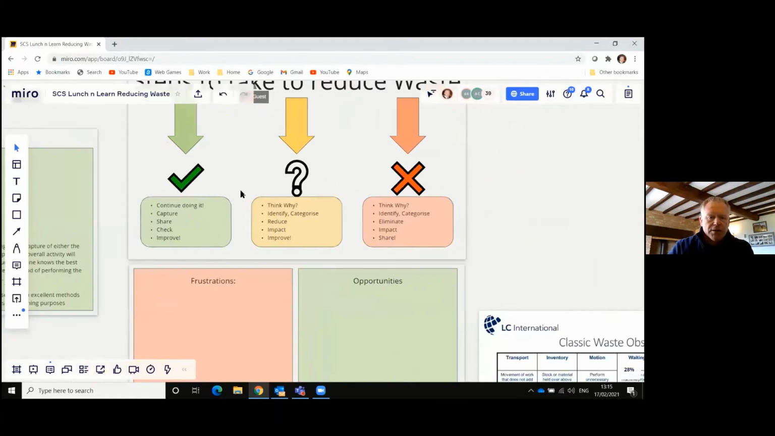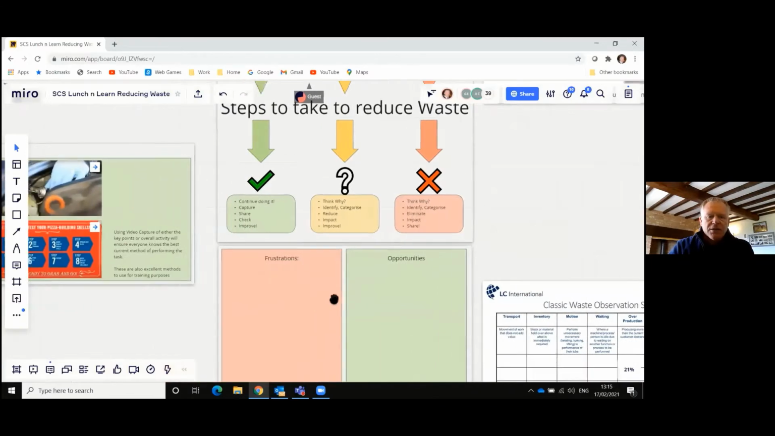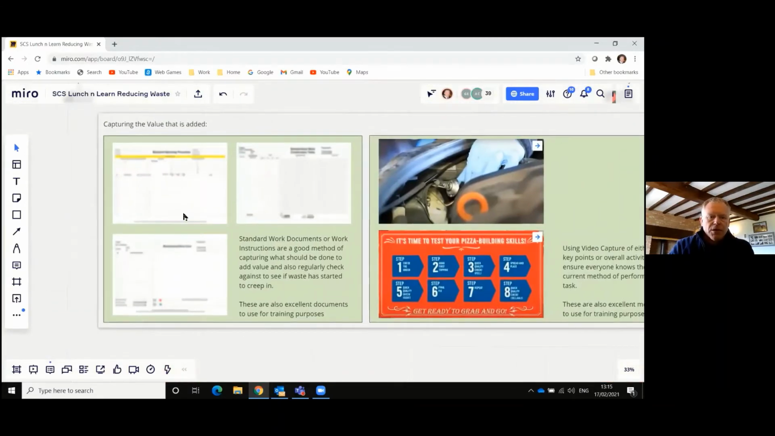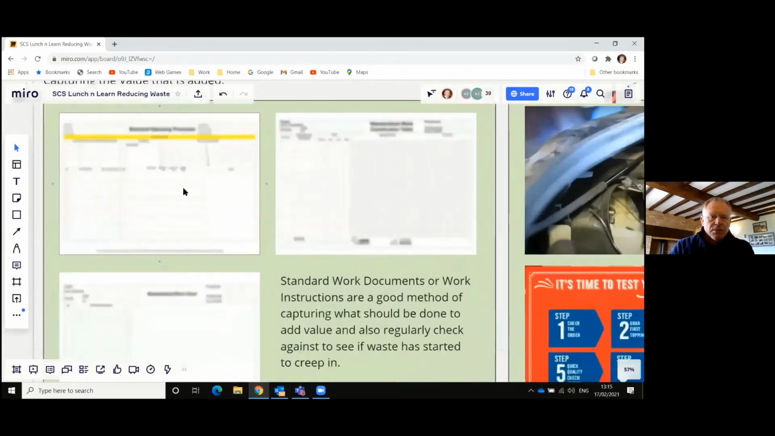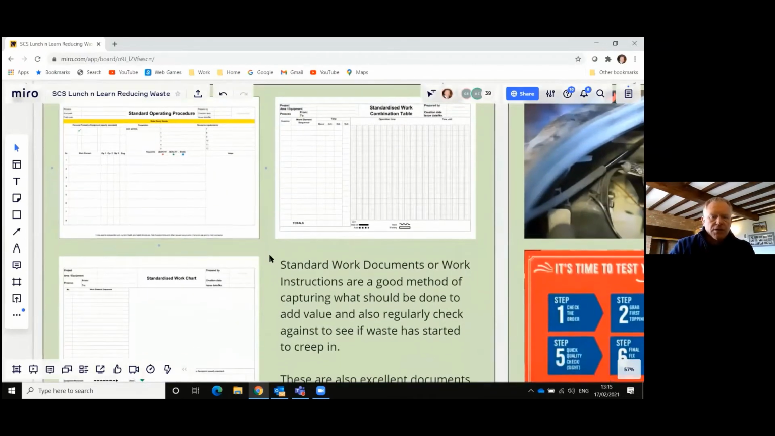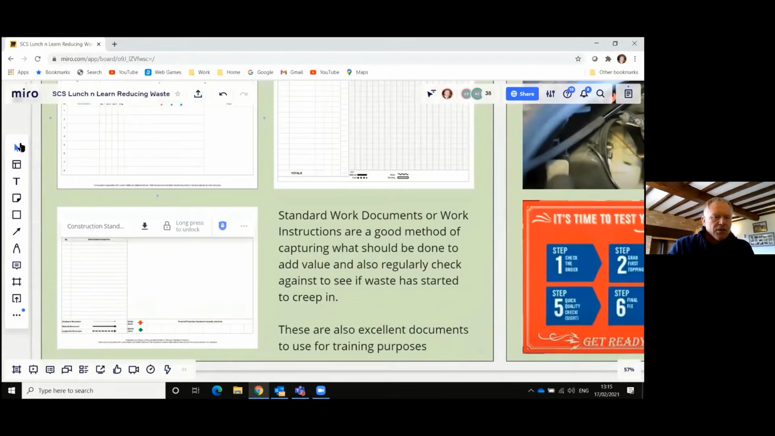So how would we do that? Well, we could have standards in place. And we've got here just some examples of some standard documents. Traditionally, we would use paper documents for our standards, whether it be a standard operating procedure, a standard combination table or a work chart.